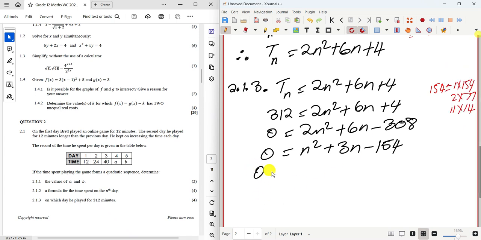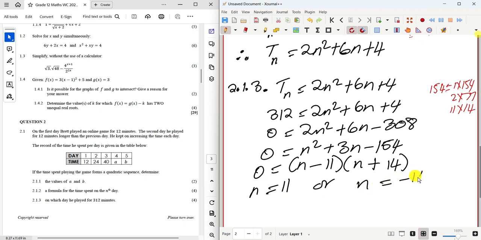Now we have 0 equals n minus 11 times n plus 14. Now the bigger factor must take the sign of the middle term. So this one is the biggest. So it says n equals 11 or n equals negative 14. But this is not possible.